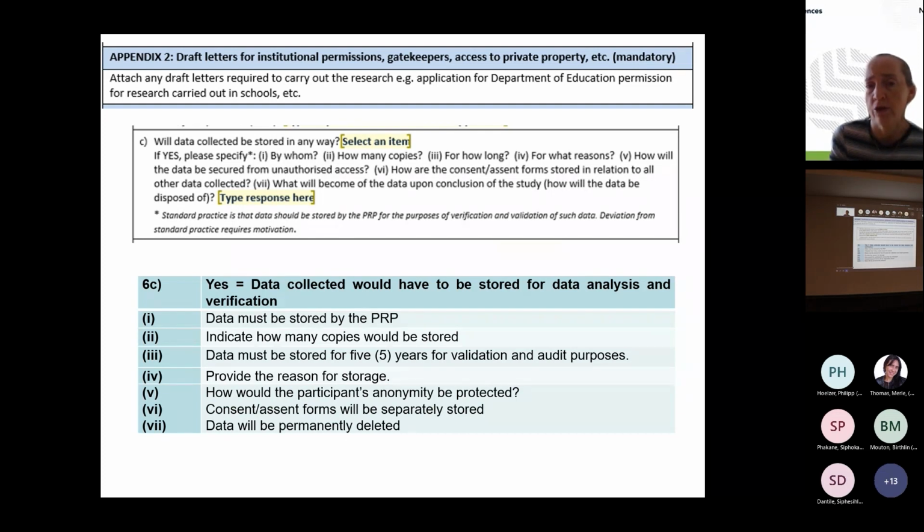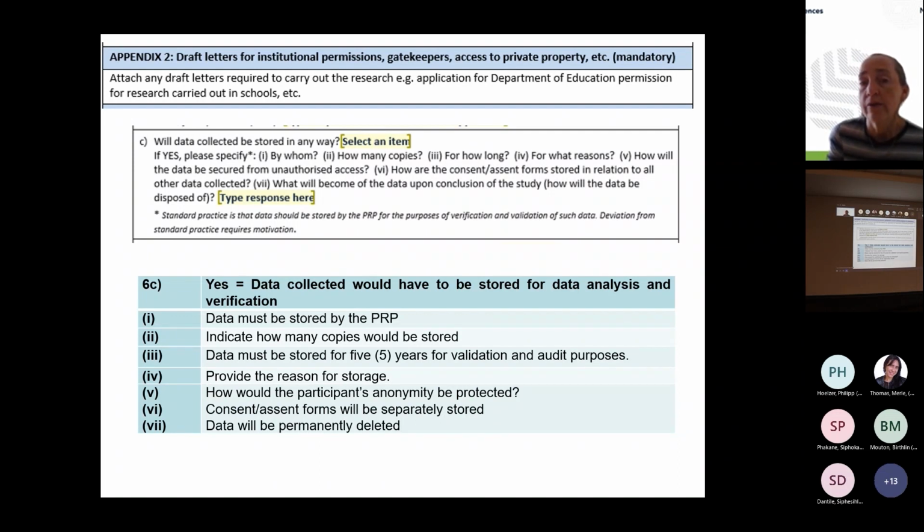Okay, so indicate how many copies, you need to be specific there: one copy, two copies stored, and where it will be stored. You're not going to say in the filing cabinet in my office in building 120258. We're not going to be that specific, but there needs to be a description of where it will be stored.